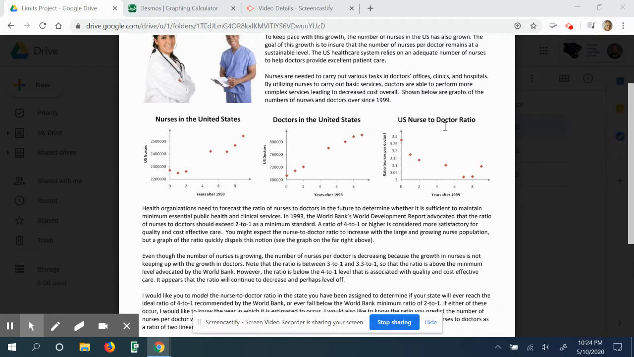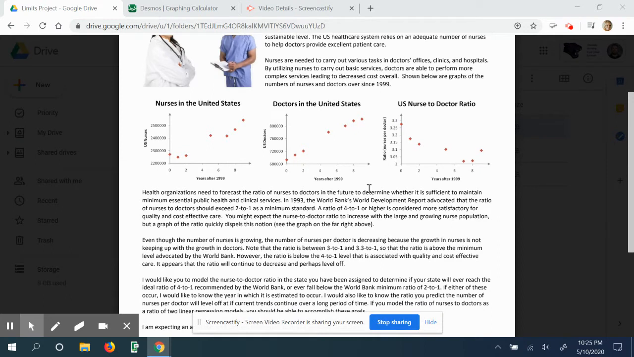What's interesting is when you start looking at what we call the nurse to doctor ratio, where you take the number of nurses divided by the number of doctors in each year, you'll notice that it started here at some number around 3.25 and got all the way down to almost 3, and now seemed to increase a little bit here at the end after 1999.